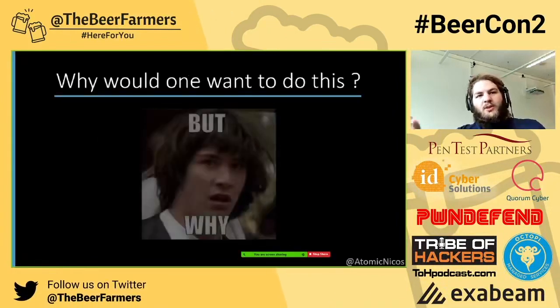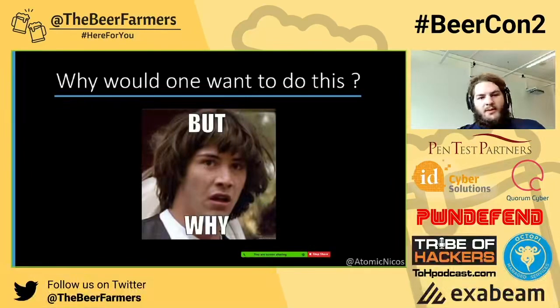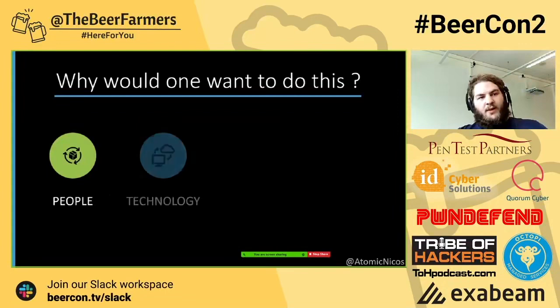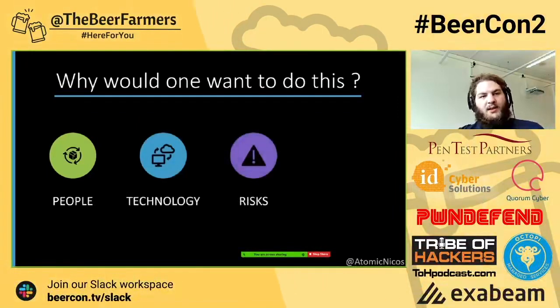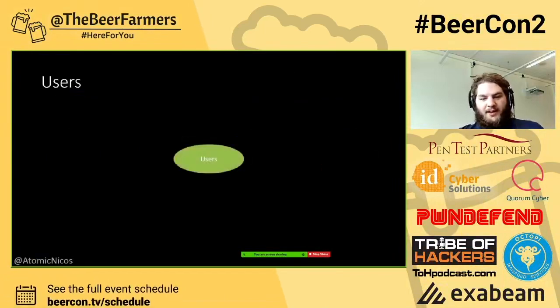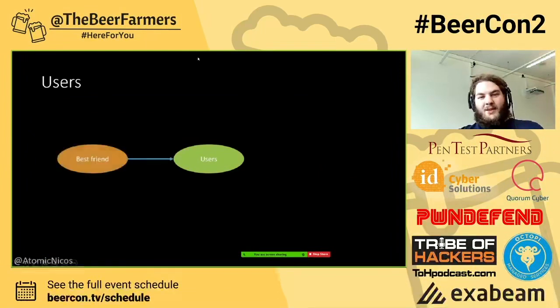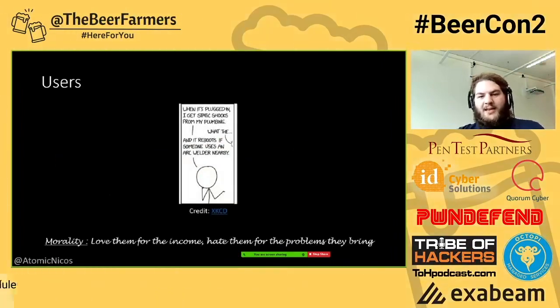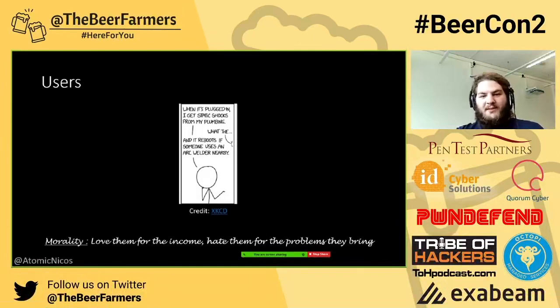So why would we want to do this? Well, first, we're going to talk about the people at hand, the technology on which it's based, the risks that those produce, and yet again, the fallout. So users, quite a simple infographic. They're your best friend. They're also your worst enemy. If you've heard of that user described in the comic, it's a user that always has ludicrous problems. So the basic morality is to love them for the income they bring, but hate them for the problems they bring.